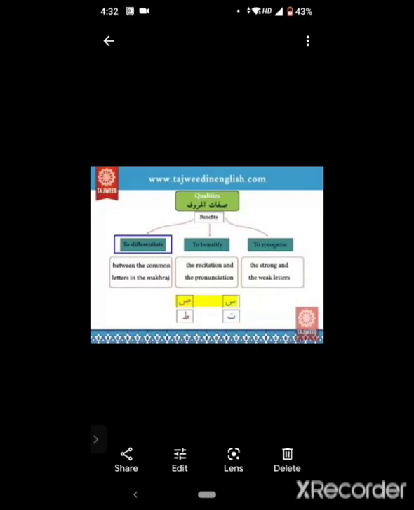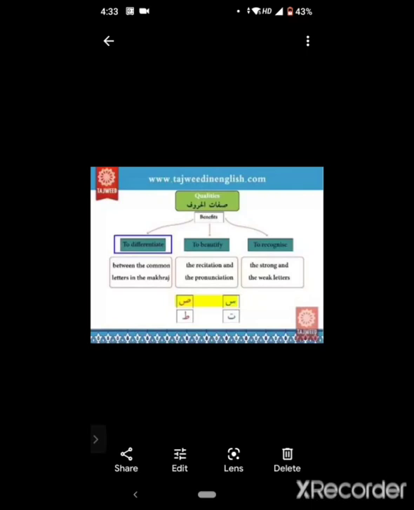So one of the benefits of Sifaat al-Huroof is to beautify our recitation and the pronunciation. If all the letters we read the same, and everywhere we're reading with the same tone, how can we beautify our recitation? It should be different. For example, Seen and Saad.